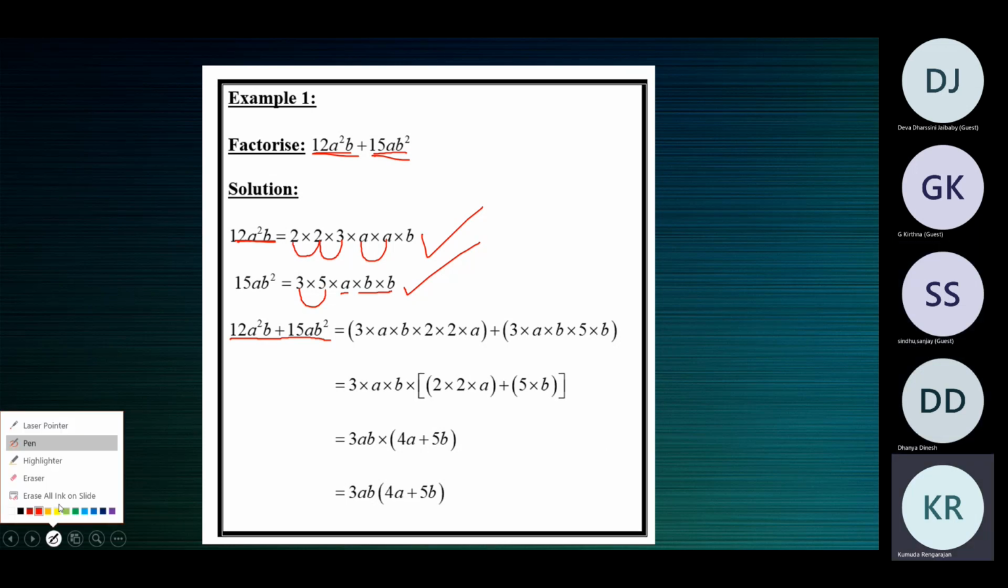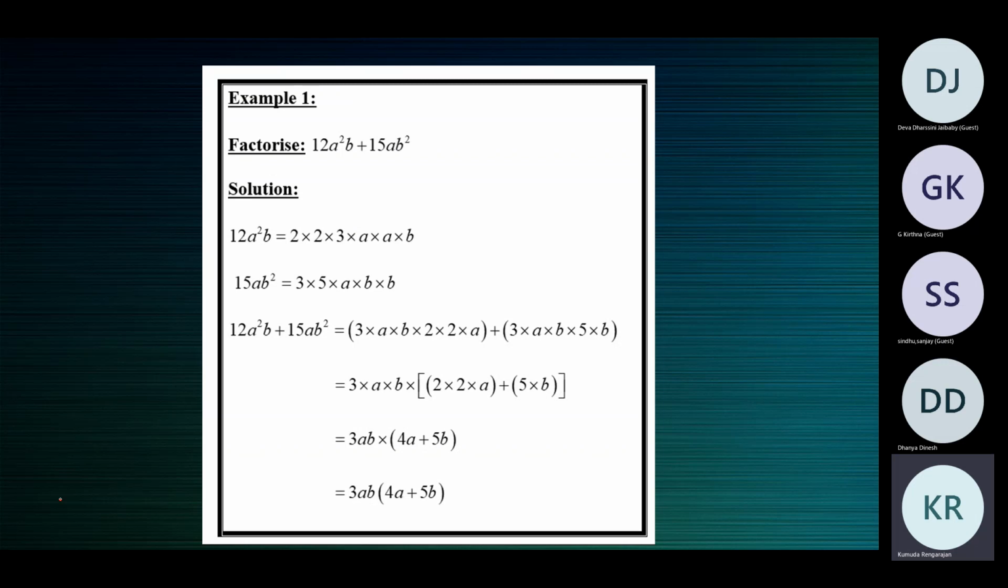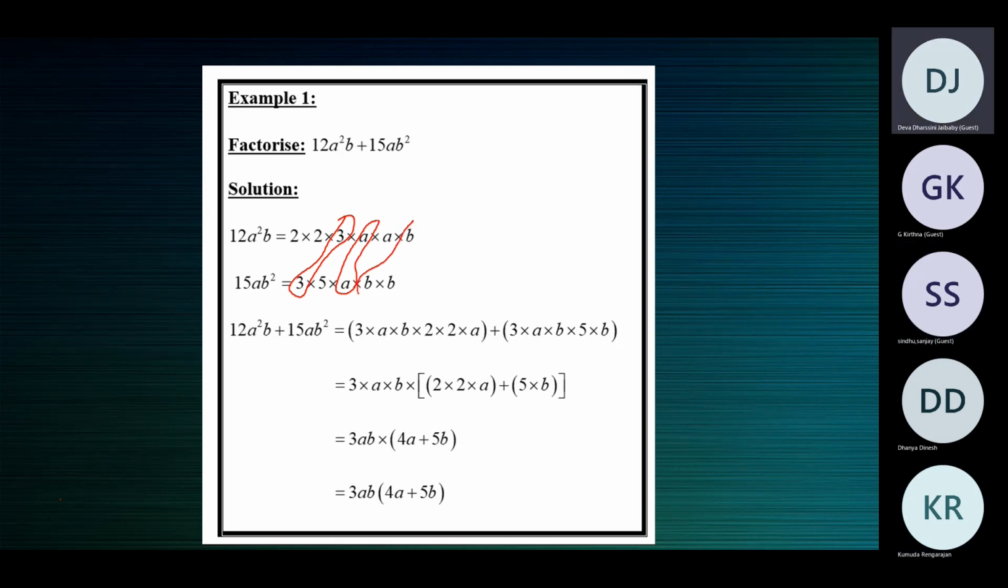Now we are learning, so we have so many steps. Once we understand, you can just finish it in 1 or 2 steps. Now, what is common here? 3, A, and B. 3AB is common. So write this one as 3AB into 2 into 2 into A.